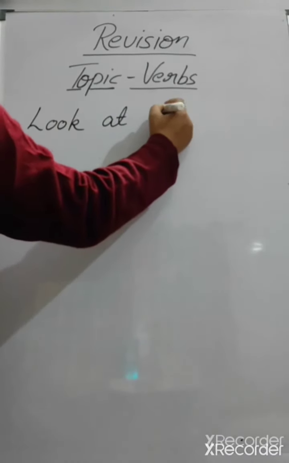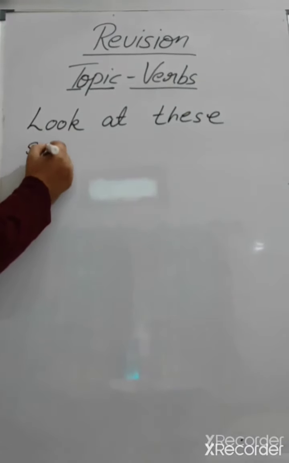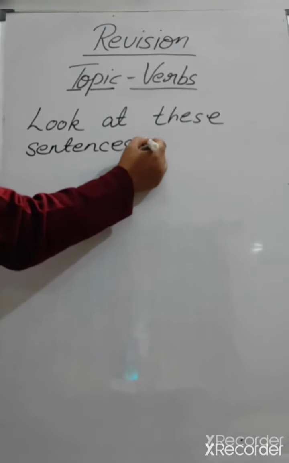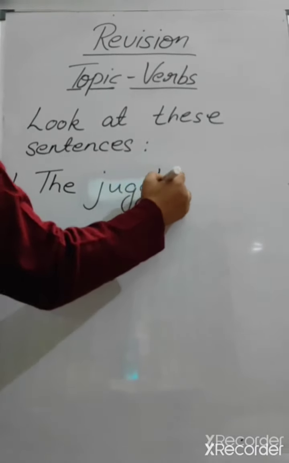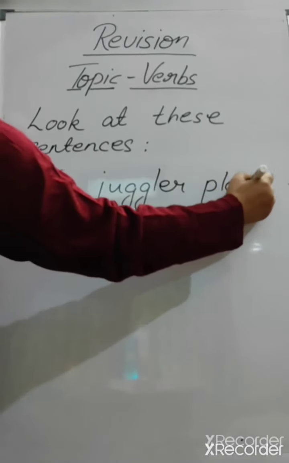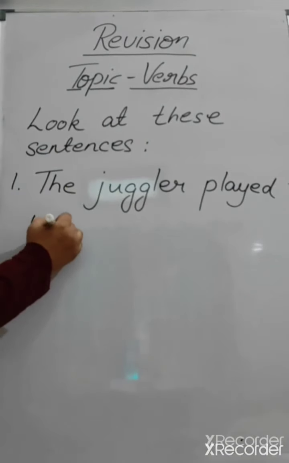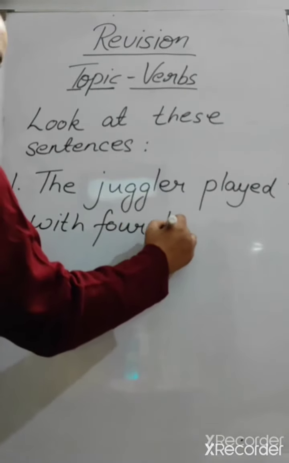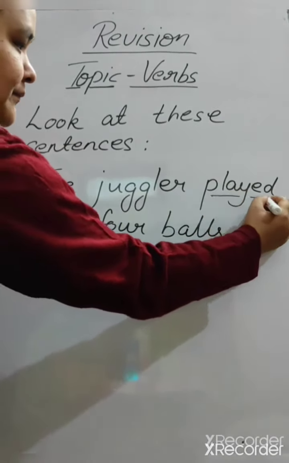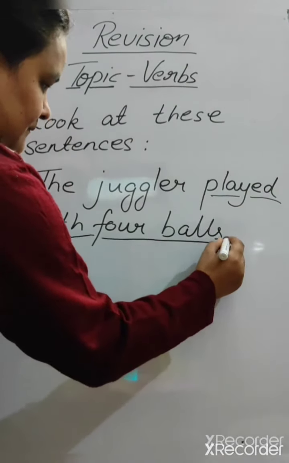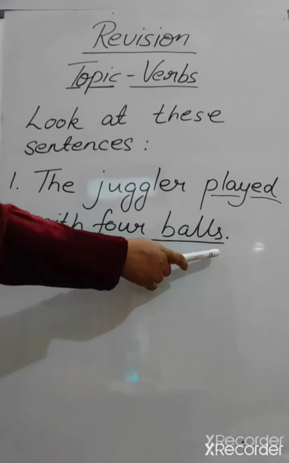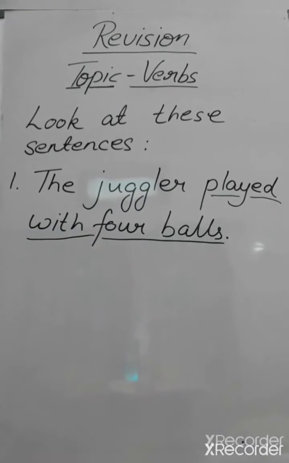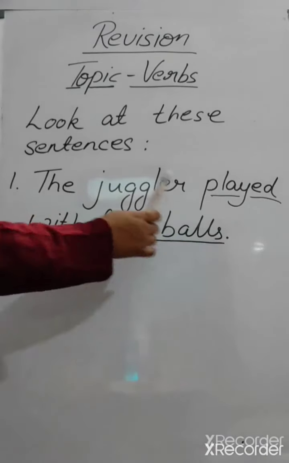Look at these sentences. Number one, the juggler played with four balls. Let's underline this. Full stop. Don't forget that the sentence always starts with a capital letter and you must end it in a full stop if it is an affirmative sentence or a negative sentence. And if you are writing an interrogative sentence, then the question mark has to be there.